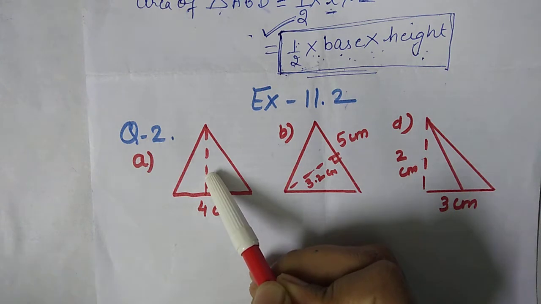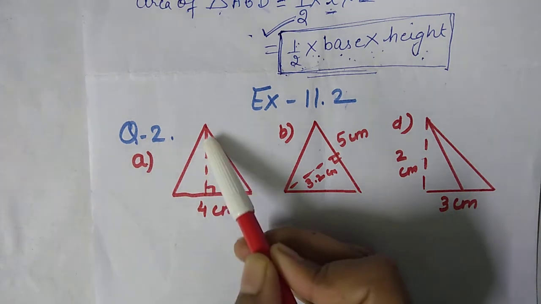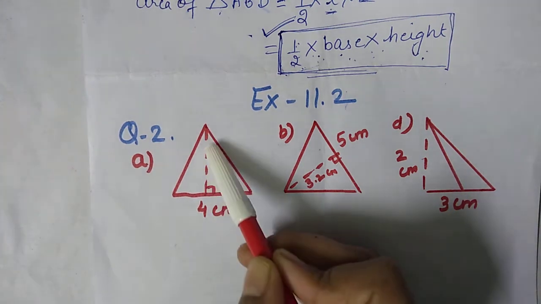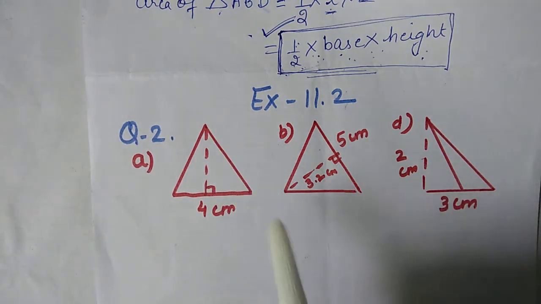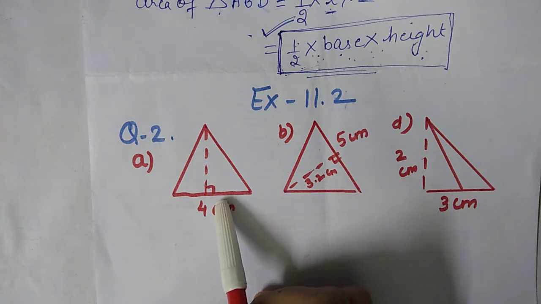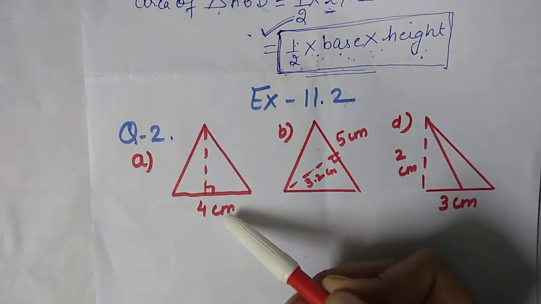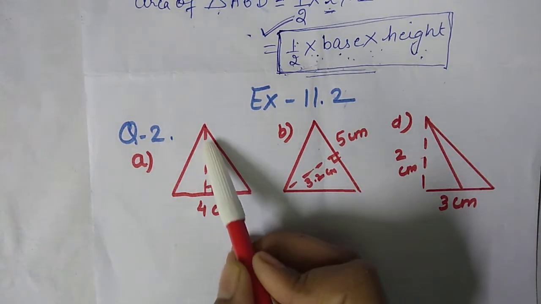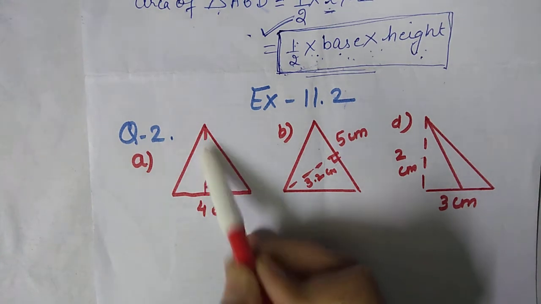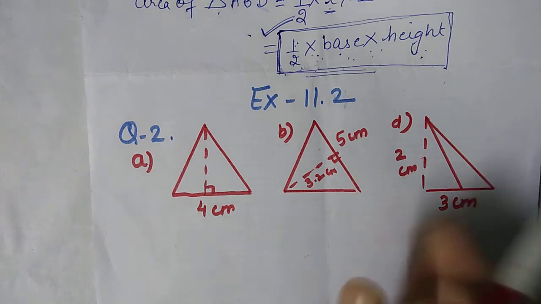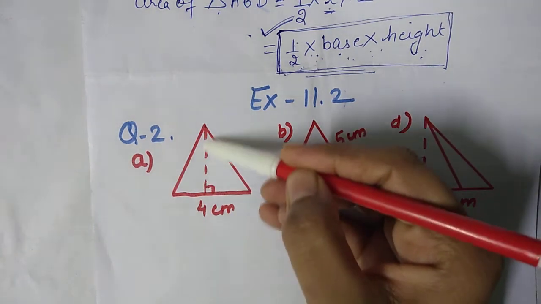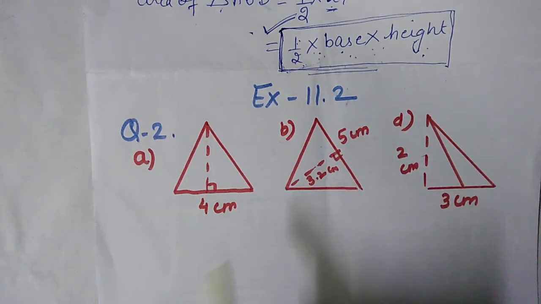Altitude, as you know, is a line segment that comes from a vertex and is perpendicular, making a 90 degree angle on the opposite side. Okay, the opposite side of that vertex. So this will be the height. Perpendicular, height, altitude are the same thing. Okay, so this is the height, and which one will you take as base?